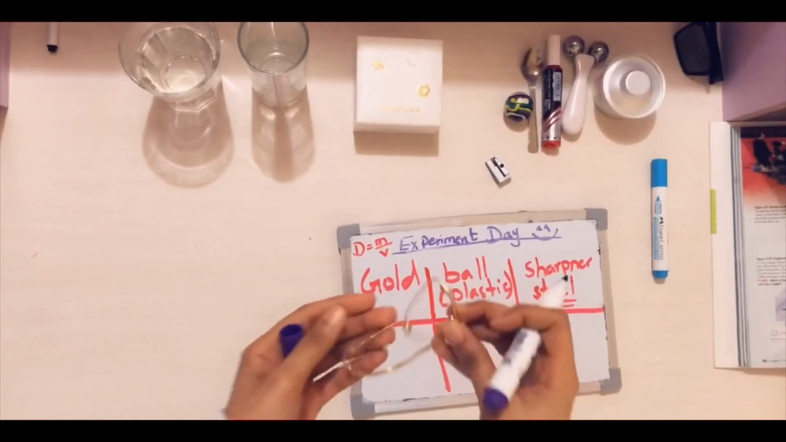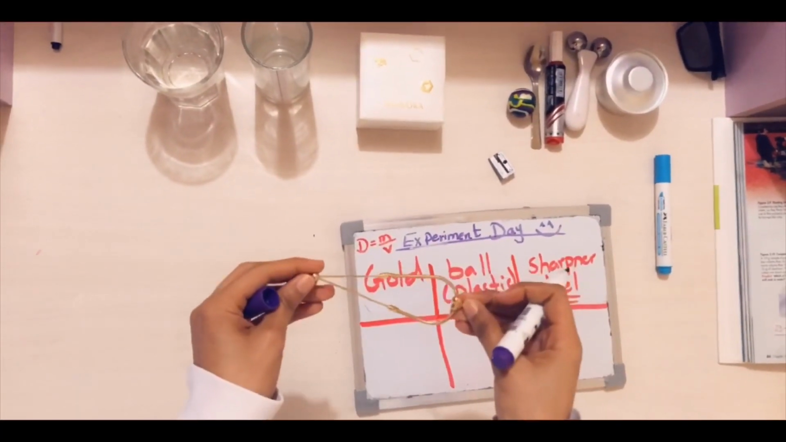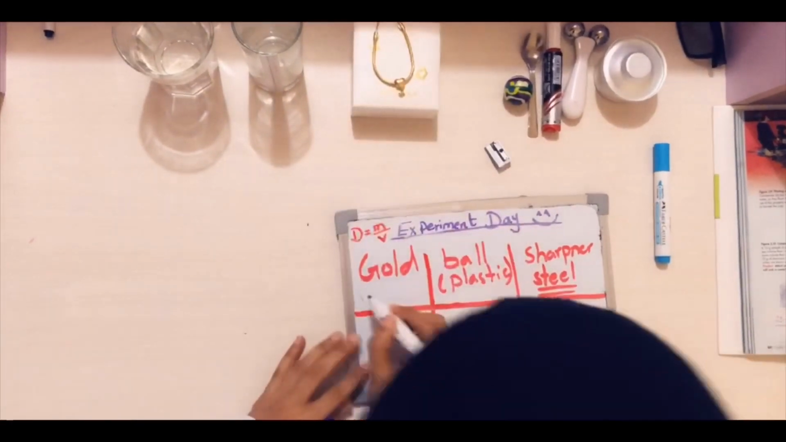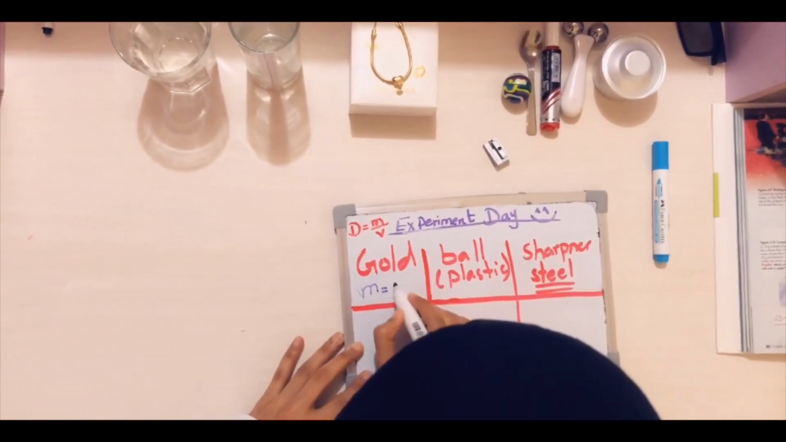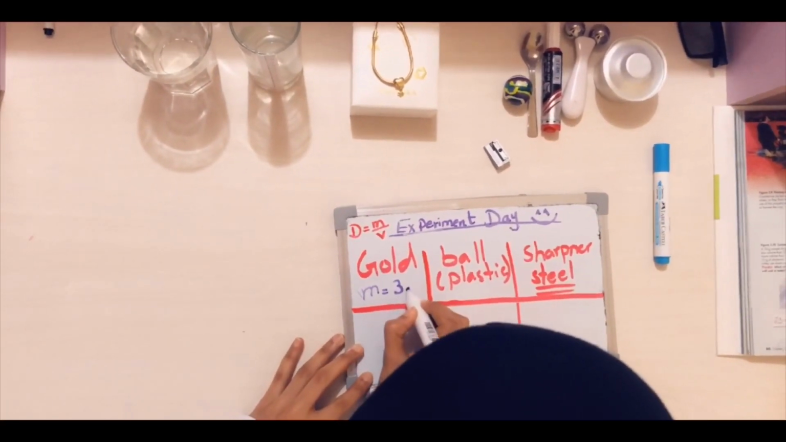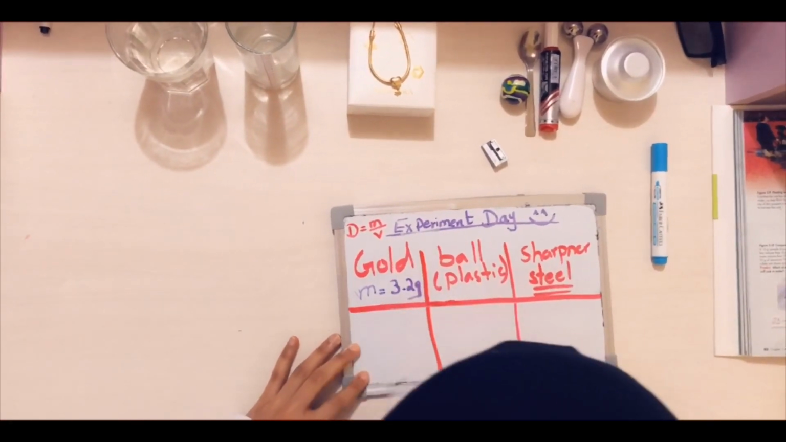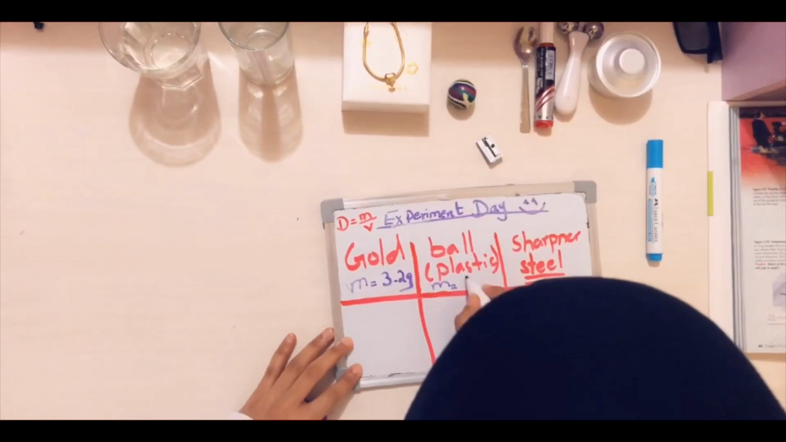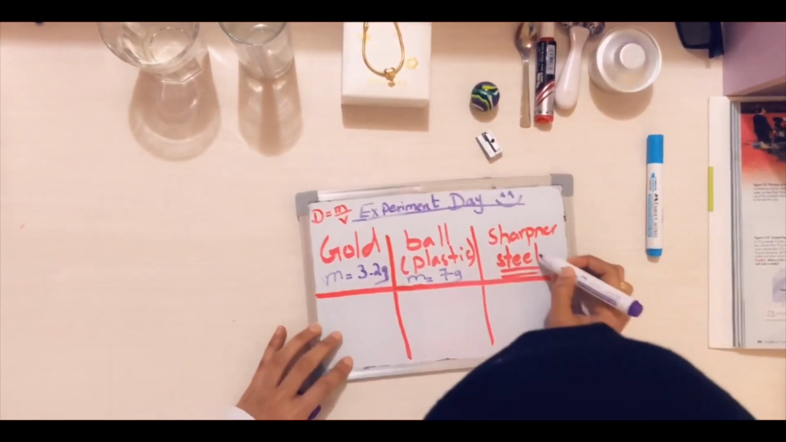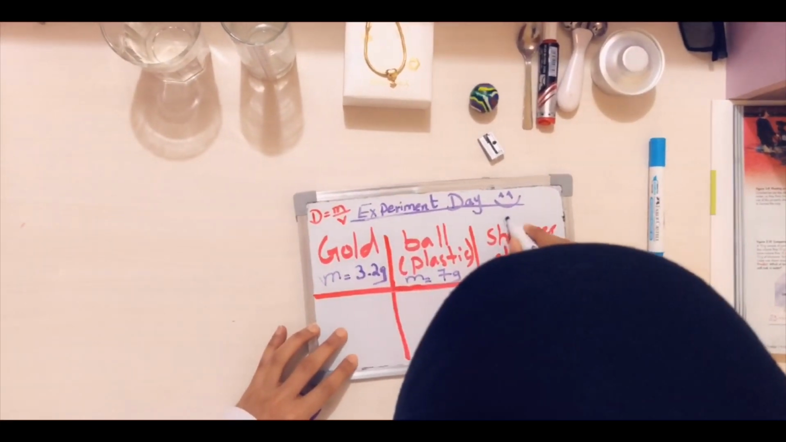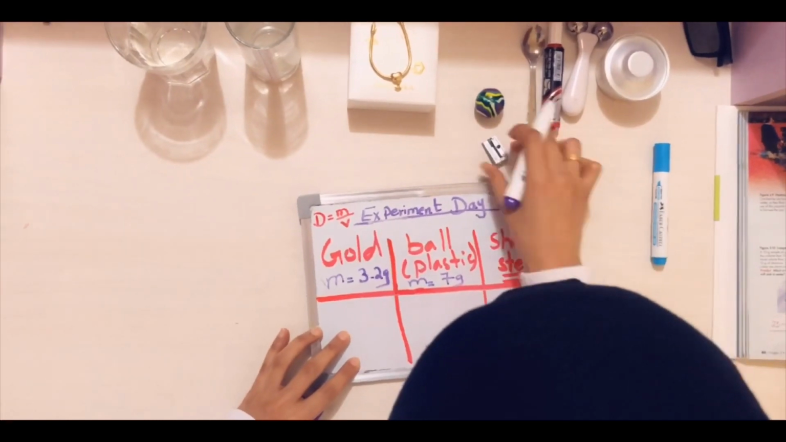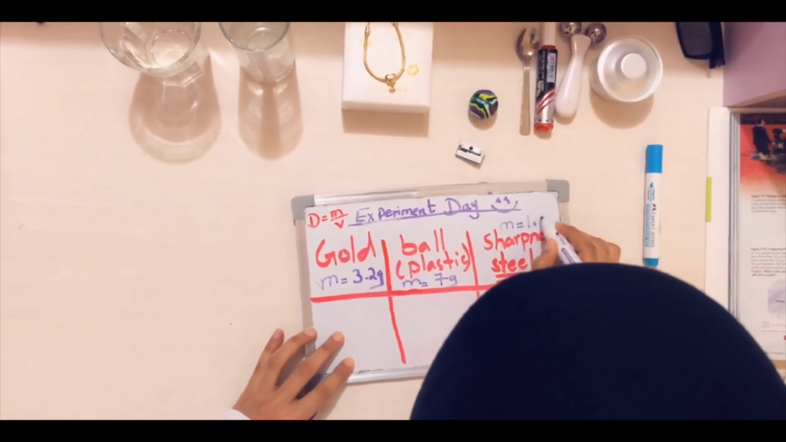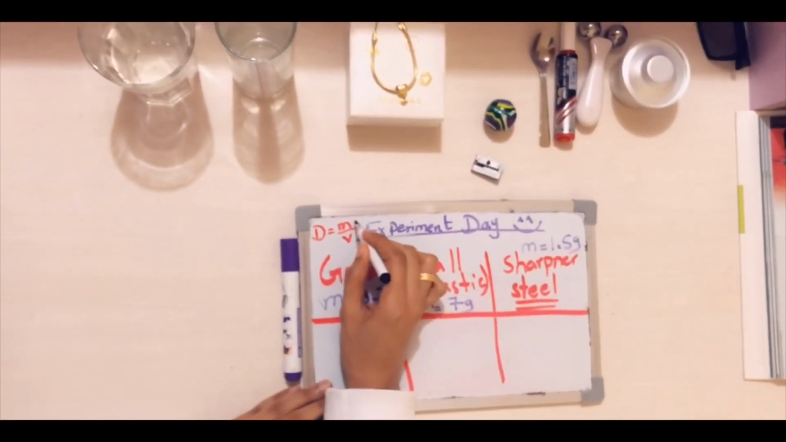So I know the mass of the golden bracelet. I know it for a fact, which is the mass of this bracelet is 3.2 grams. Okay, the mass of this ball is around 7 grams. The mass of the sharpener, let's just write it here, mass of the sharpener is 1.5 gram. Okay? Alright, so far we're done with the mass.